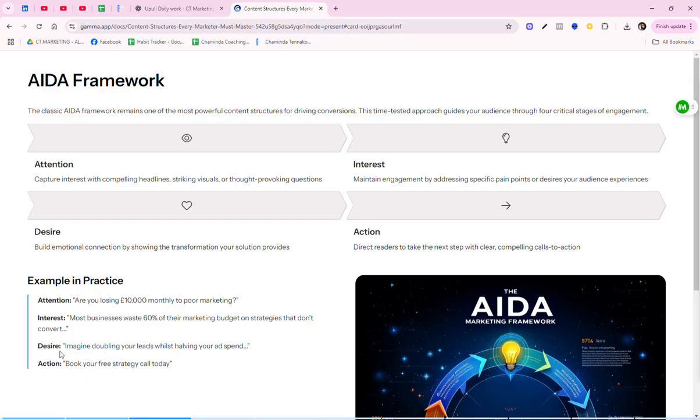And the desire: imagine doubling your leads. So we are showing what we can do, the transformation, what solution we can give them, which then leads to action: book your free strategy call today. Then we direct them to a clear, single call to action from this framework. So this is one, AIDA.